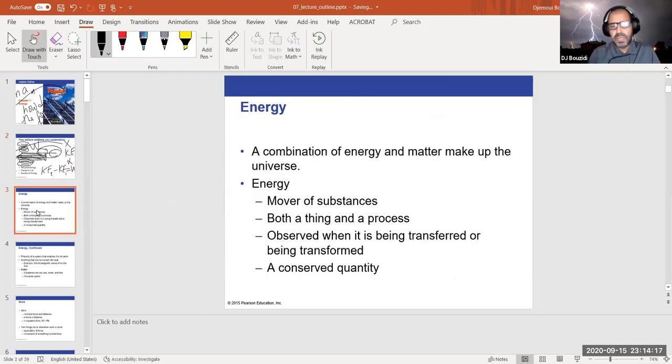So the concept of energy. Energy and matter make up the universe. Basically, there are two things in the universe, okay?